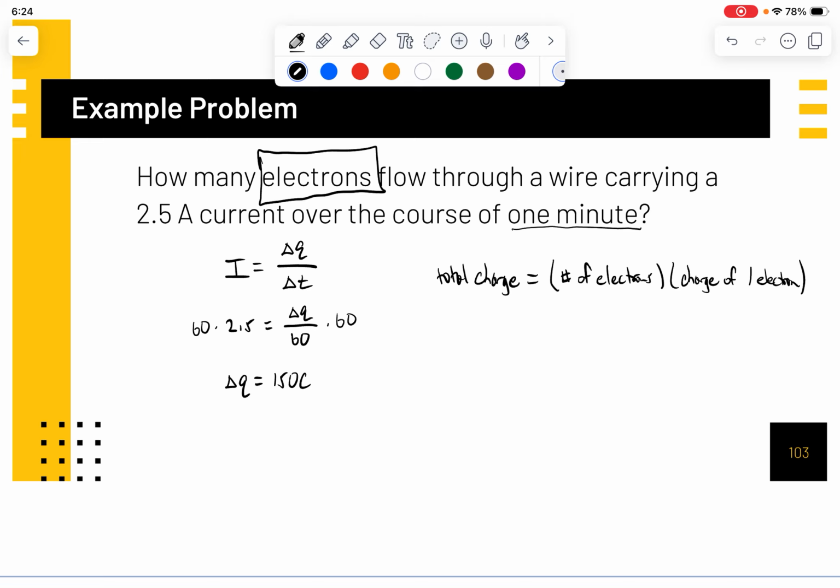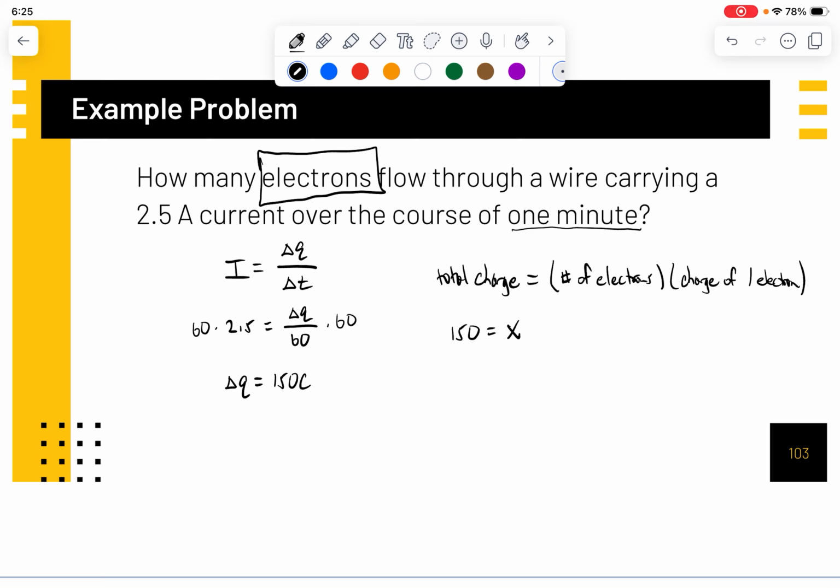So here again, we're saying the total amount of charge we have is 150 coulombs. We're basically trying to figure out how many, X number of, electrons we have. For the charge of one electron, since we typically consider current to be a positive value, we're going to be using just the size of the charge of one electron, which is 1.6 times 10 to the negative 19 coulombs. Even though electrons are negative, we're just using the positive of this number. So we want to solve for x, to get the actual number of electrons we have.